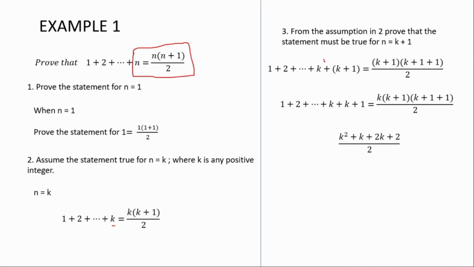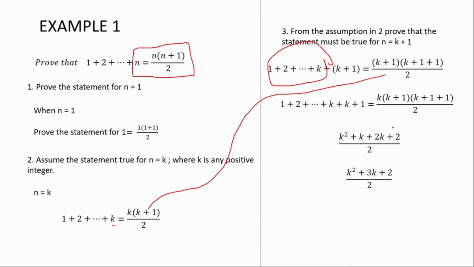Let's forget about this side, right? Now k plus 1 here is now equal to what? k plus 1 bracket open k plus 1 plus 1. So you're going to replace this k plus 1, this one, with the whole of this. That's why I had it here. So when you simplify this, you're going to get k squared plus 3k plus 1 plus 2 all over 2.